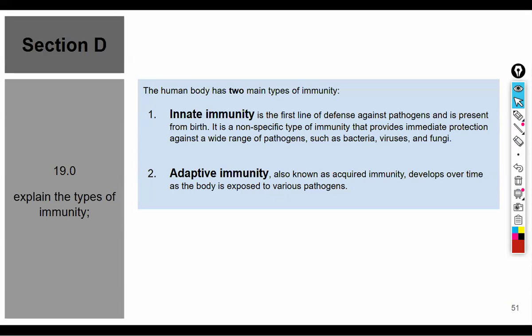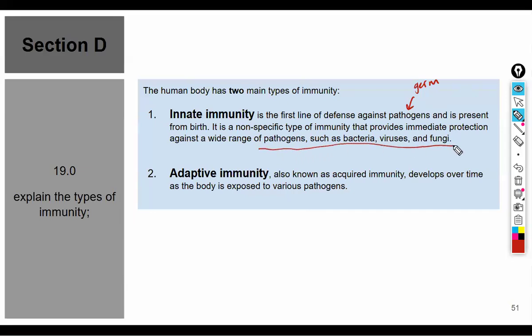Well, there are two categories: innate immunity and adaptive immunity. Let's clear up the two main categories. Innate immunity is the first line of defense against pathogens. Don't let the word pathogens get to you. A pathogen is just a fancy word for germ. And it is present from birth. It's a non-specific type of immunity that provides immediate protection against a wide range of pathogens.